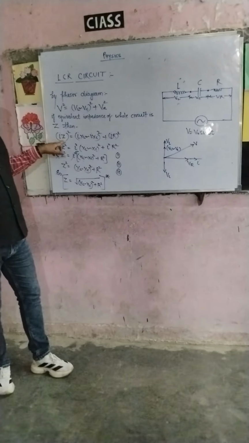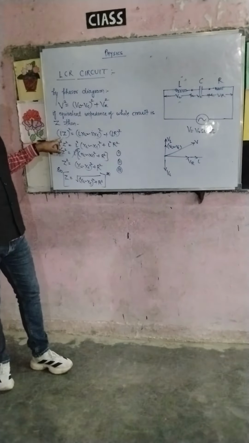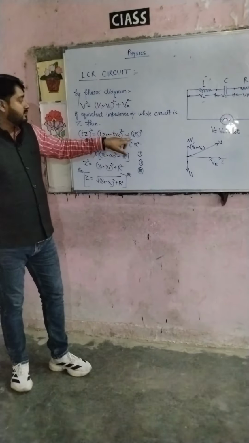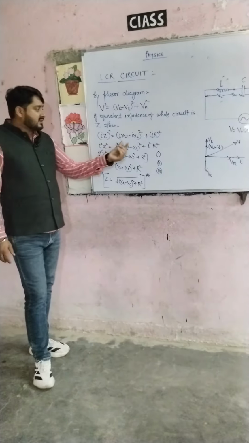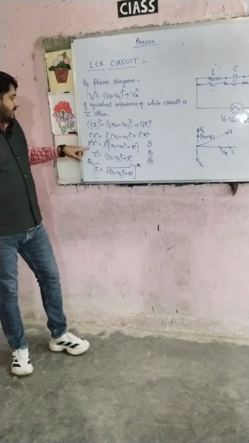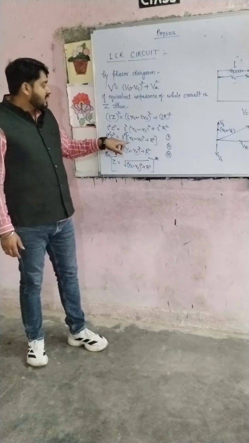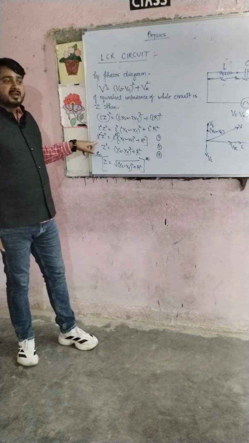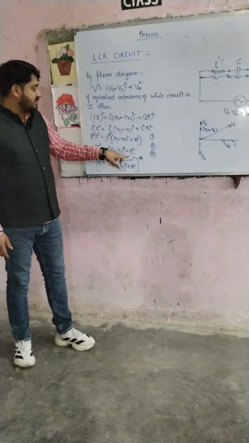So after putting all the values, the equation will be in new form, that is IZ whole square equals IXL minus IXC whole square plus IR whole square. Now open all the brackets. So I square Z square, I square is common, so I square XL minus XC square plus R square. I square and I square will be cancelled out. So now Z square is equal to XL minus XC whole square plus R square.